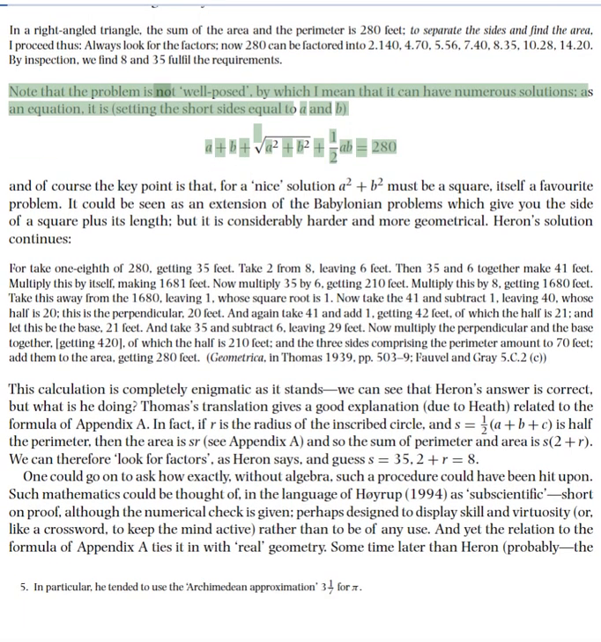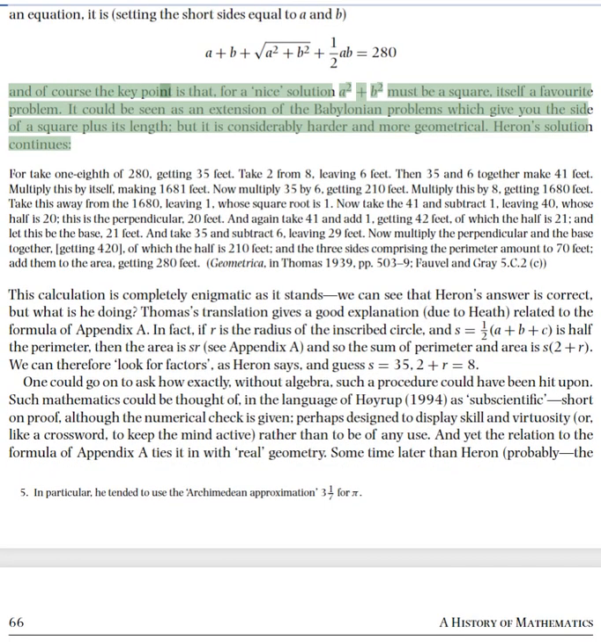Note that the problem is not well-posed, by which I mean that it can have numerous solutions. As an equation, it is a plus b plus the square root of a squared plus b squared, plus 1/2 ab, equals 280. And of course the key point is that, for a nice solution, a squared plus b squared must be a square, itself a favorite problem. It could be seen as an extension of the Babylonian problems which give you the side of a square plus its length, but it is considerably harder and more geometrical.